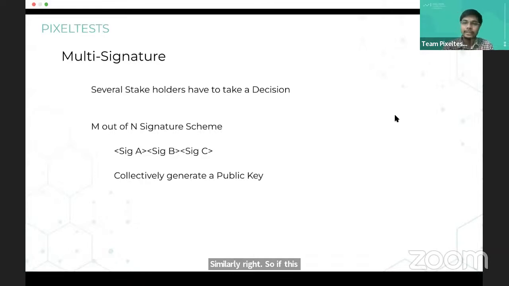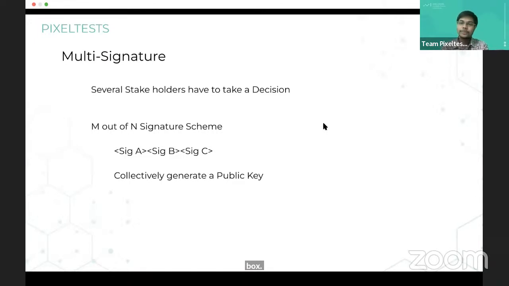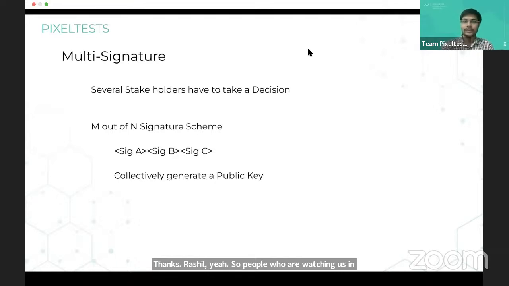If the M of N signature scheme got clarified, if you are clear of this concept, if you understood this briefly, type U in the chat box. Thanks, Sushil. Yeah, so people who are watching us on social channels, you can use the chat section also. Thank you, Radha sir. Okay, so now this has been simple. Thank you, Suraj sir. Great.